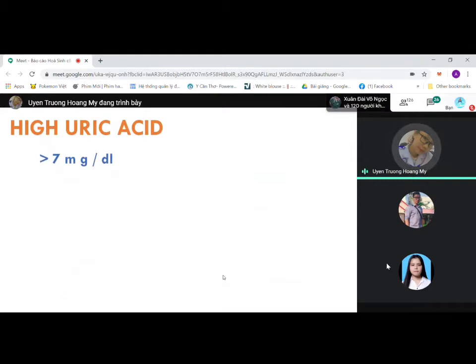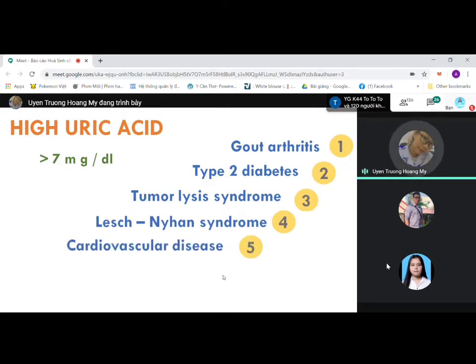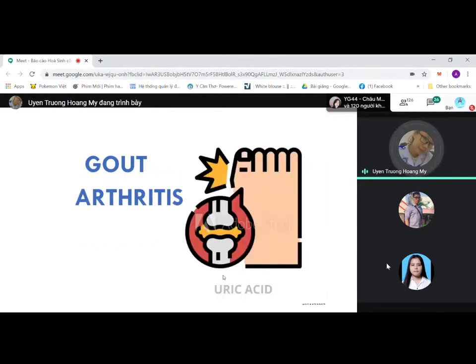So, if you have more than 7 mg per deciliter, you will have high uric acid, and it relates to some cases such as gout arthritis, type 2 diabetes, tumor lysis syndrome, Lesch-Nyhan syndrome, cardiovascular disease, and the last one, uric acid stone formation. The first one I will tell you about is gout arthritis. I also give you a short video. Wait a second.